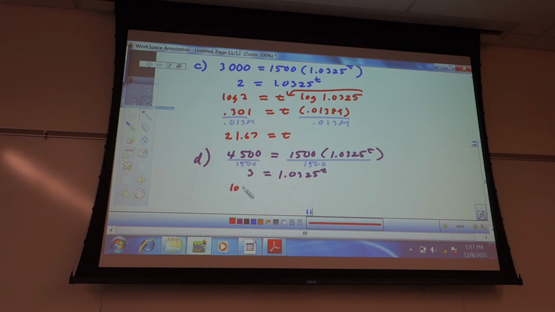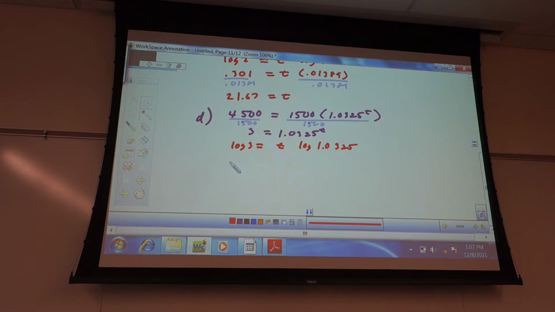So you end up with log of 3 equals t times the log of 1.0325. What do you get for log of 3? 0.477 equals t, and we already have that log from above, 0.01389. So then you divide both sides by 0.01389, and you end up with t equals, anybody?